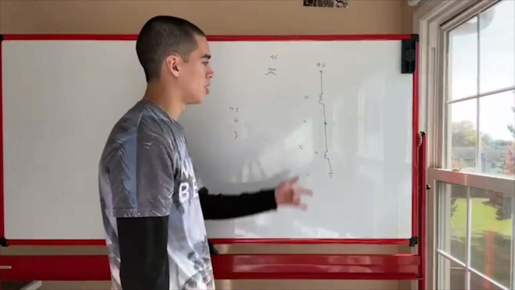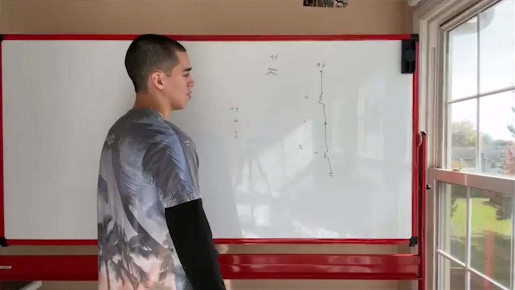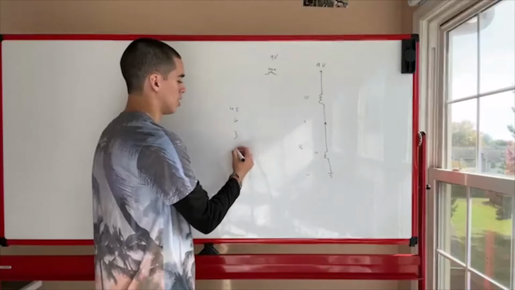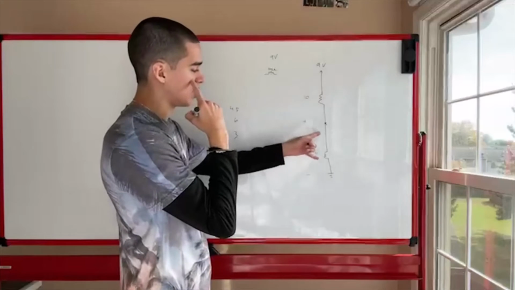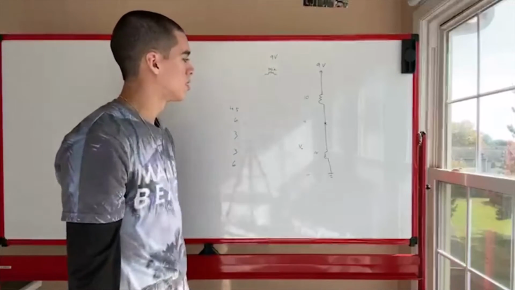You could also put 2 10s in series, and then you would have 1/3 across here. And you could also put 2 10s in series here, and then you'd have 2/3.